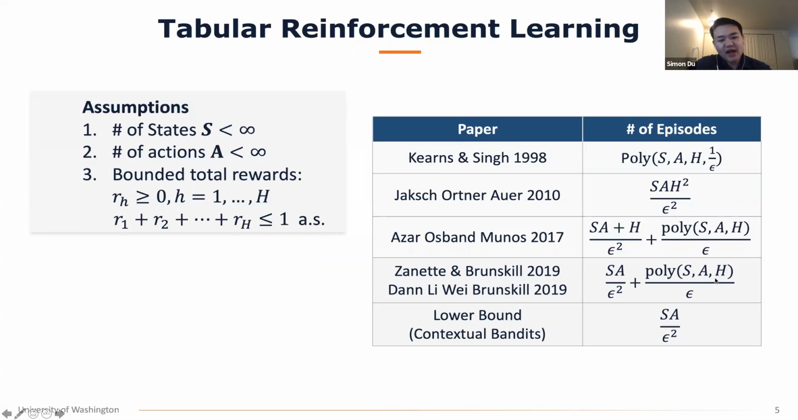However, these are all the upper bounds. If you look at the lower bound, it only assumes the contextual bandits lower bound, which is just SA over epsilon squared.